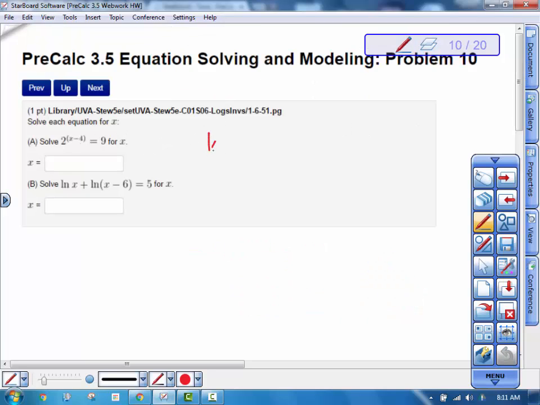Okay, a couple more of these. We can make this log base 2 of 9 equals x minus 4. And then add 4 to both sides, so this would be log base 2 of 9 plus 4 equals x. And that's something you can do in your calculator, and you can put right there.